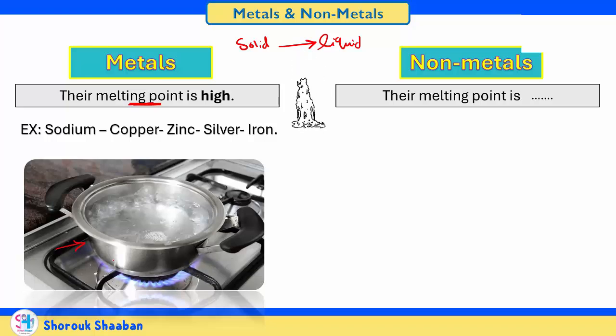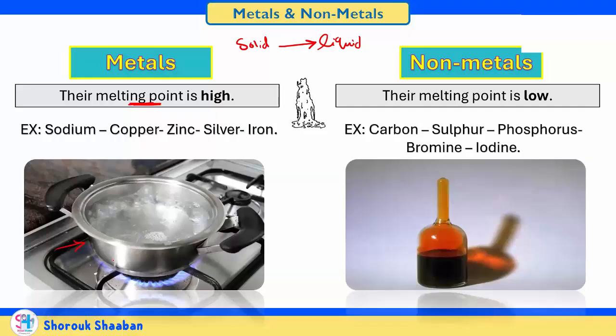For non-metals, it is just vice versa. The melting point is low. Just a little amount of heat is enough to convert it from solid state into liquid state. You have to know the examples. It comes in complete questions or even correct ones. So here, metals like sodium, copper, zinc, silver, and iron. Non-metals like carbon, sulfur, phosphorus, bromine, and iodine.